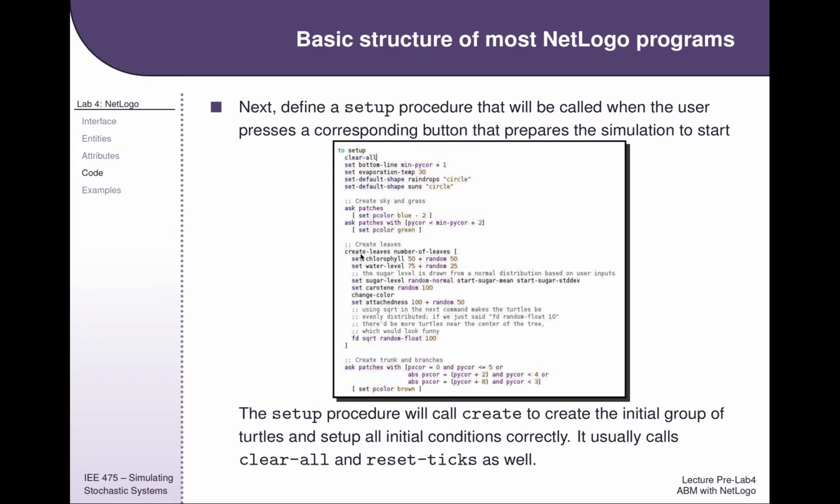So this is actually where the leaves get created. I set the number of leaves in the interface, and create-leaves creates that number of leaves, and then each and every one of those leaves runs this set of commands separately and independently. So when it says set chlorophyll 50 plus random 50, that draws a random number up to 50. So basically every leaf is going to get a random chlorophyll number that might go up to 100, but might also be down to 50.